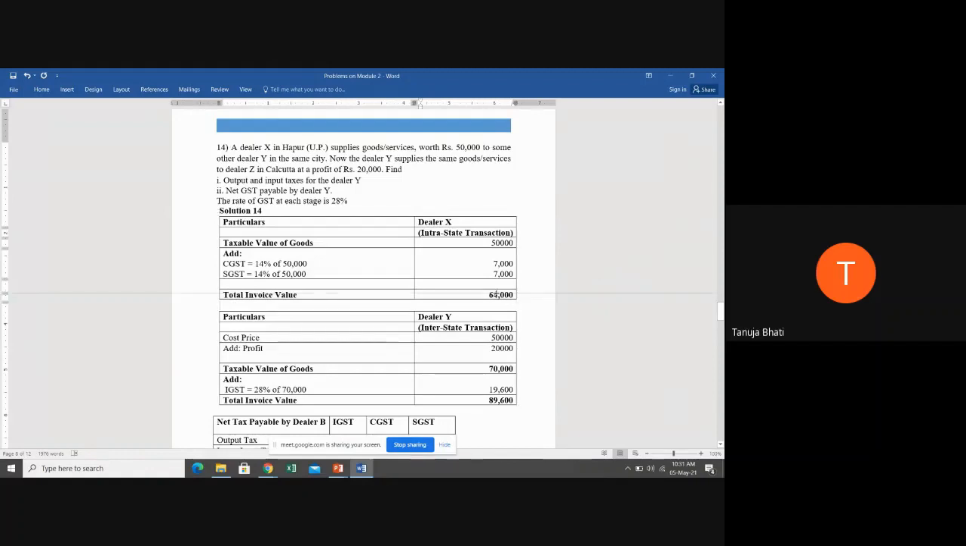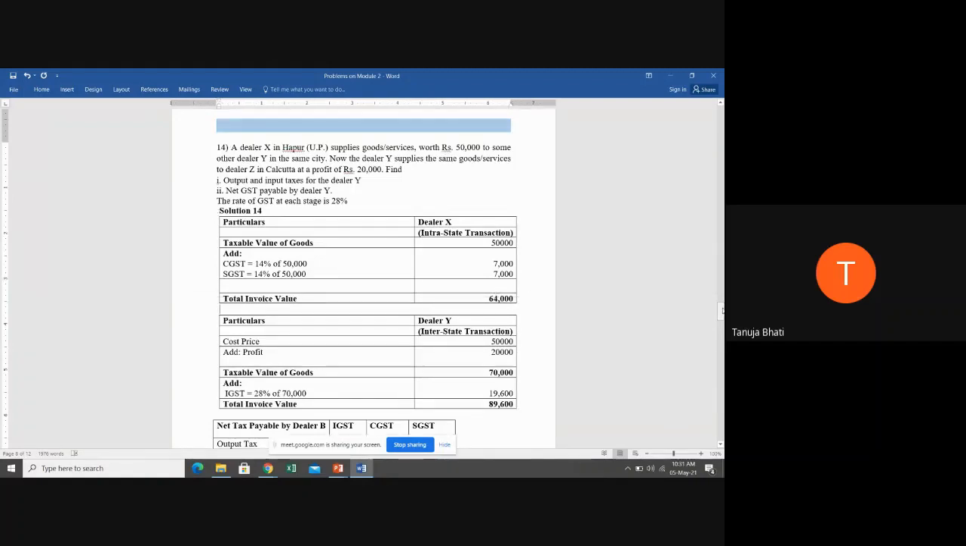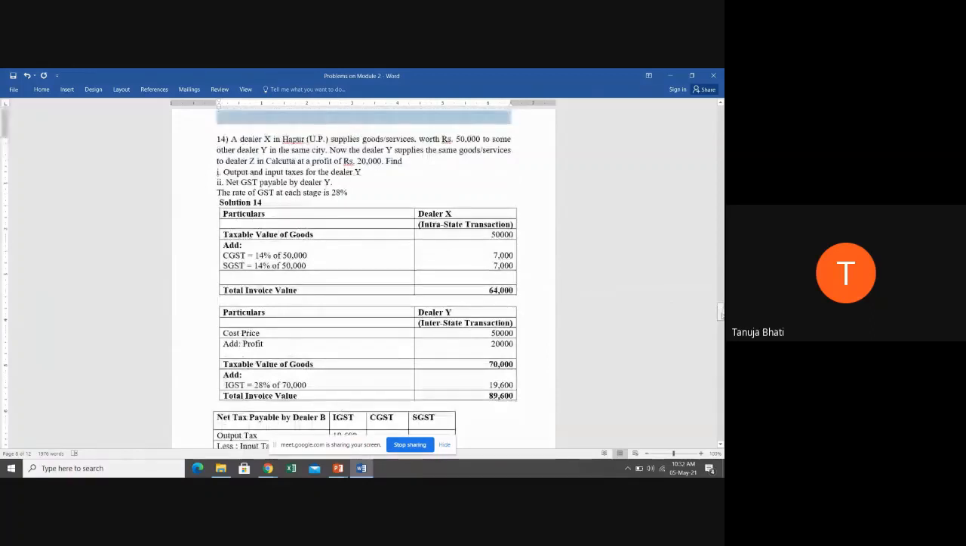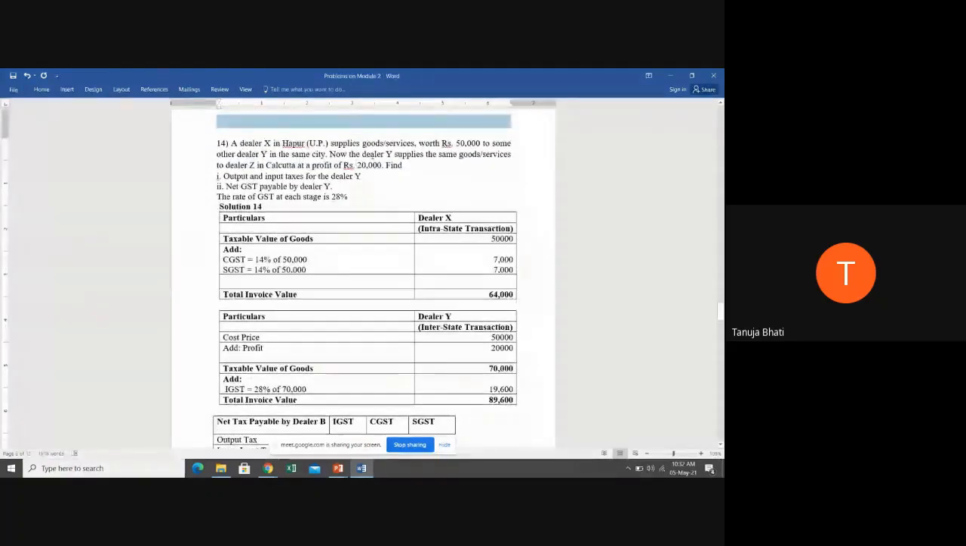Now dealer Y is going to pay 64,000 and purchase the goods. Dealer Y is further selling the goods to dealer Z. Dealer Y is in the state of UP, dealer Z is in Kolkata, so it is an interstate transaction. Therefore the cost price will be 50,000 for dealer Y. Why am I not taking 64,000? Can anyone tell me? The cost price for dealer Y will be 50,000 excluding the taxes. Why am I not taking 64,000 as the cost price to dealer Y?